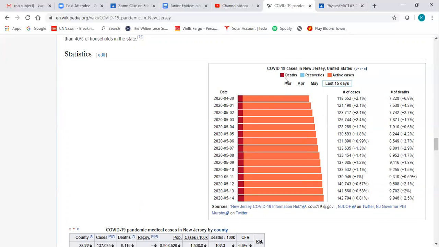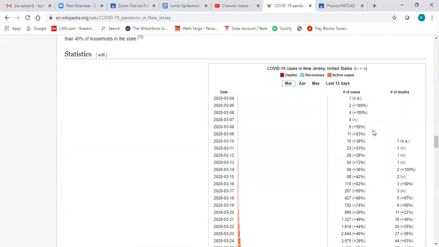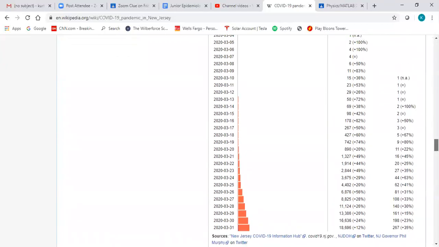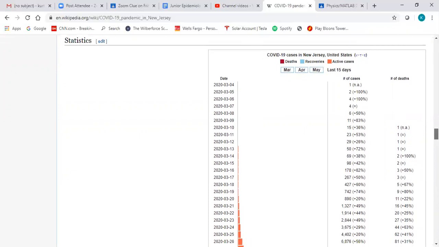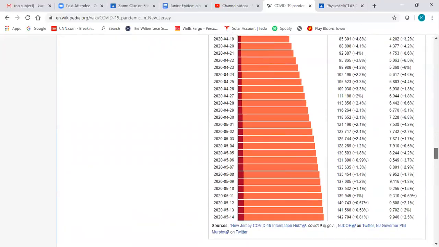Instead of looking at the last 15 days, we can look at March. We can see that when we look at March, not much had happened yet, but it was ramping up. It was the exponential growth. We can look at April, add that on to the March data, and go all the way to May. If I scroll through this, I can see there's data available all the way from March through May up to May 14th. That's when this was last updated.